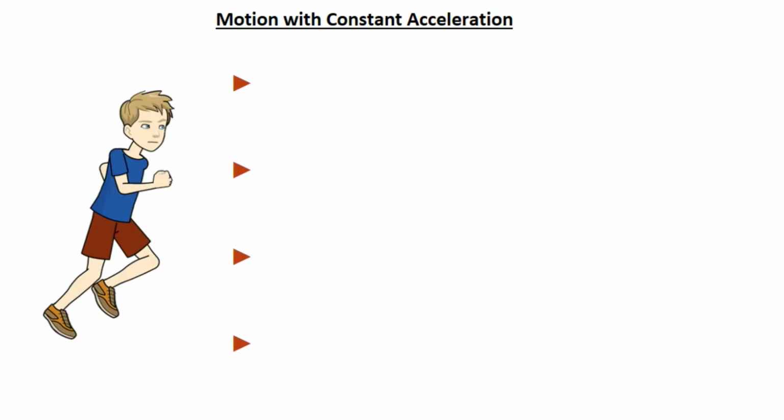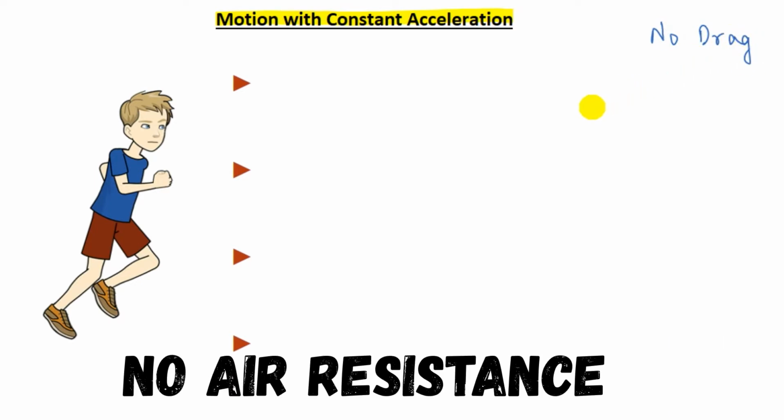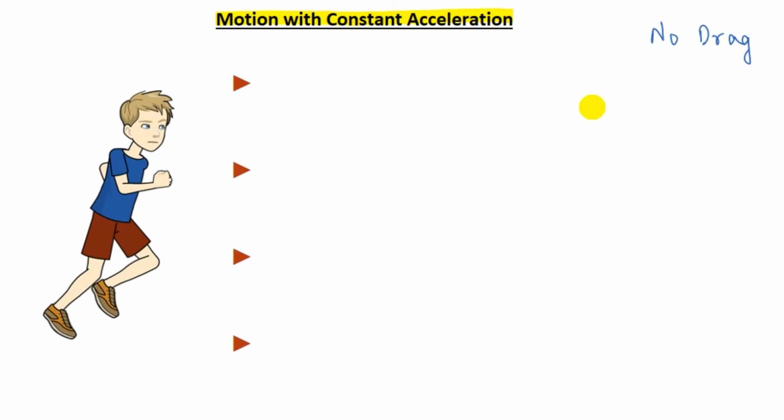So we'll start this video with this topic, that is motion with constant acceleration. And here we'll study the equations that describe the motion of a body moving with constant acceleration. And while deriving these equations, we'll assume that there is no drag, or you could say there is no air resistance. So the four equations that we'll derive will be, the first one will be the velocity as a function of time.